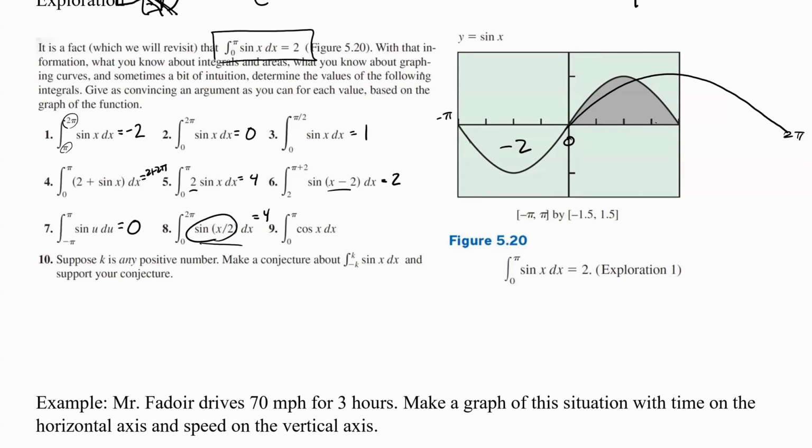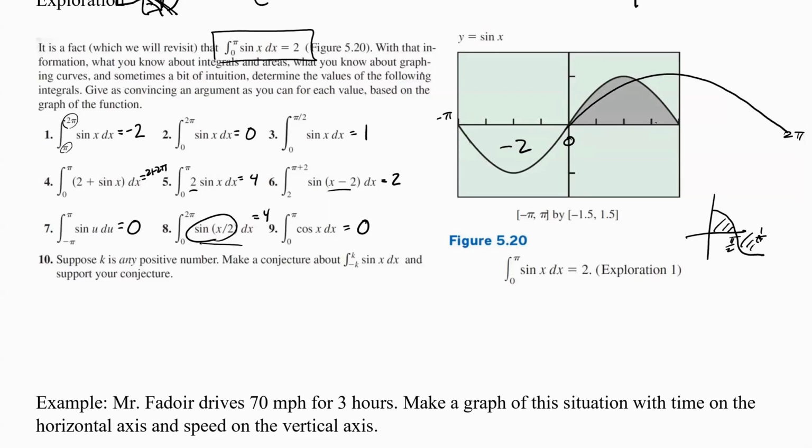Okay, last one. Cosine of x from 0 to pi. Cosine looks like this. Goes pi over 2 and to 0 and to pi. Oh, looks like positive. Then negative. I'm going to conjecture that that's a big old 0.